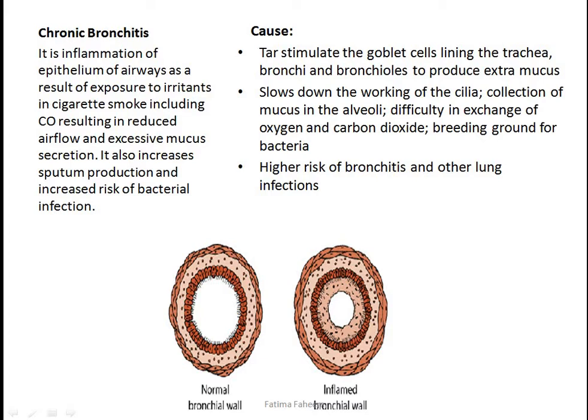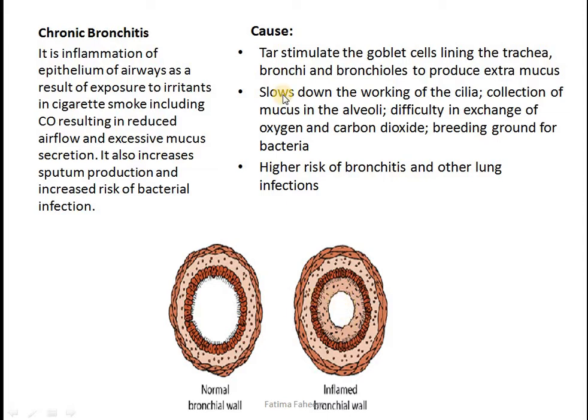If you can see in the diagram, the normal bronchial wall has enough space for air to pass through. On the other hand, in the inflamed bronchial wall, the lumen, or the internal diameter of the bronchi, has been reduced, decreasing the airflow or decreasing the passage for air to flow. It also increases sputum production and increased risk of bacterial infection. When the mucus starts to accumulate here, the mucus presence or accumulation here would invite bacterial infection.